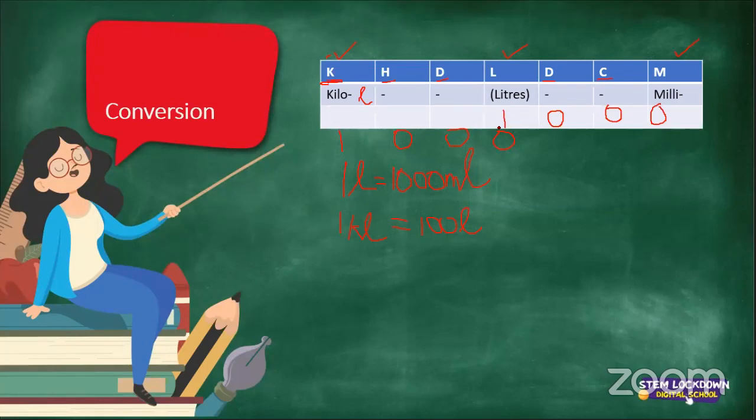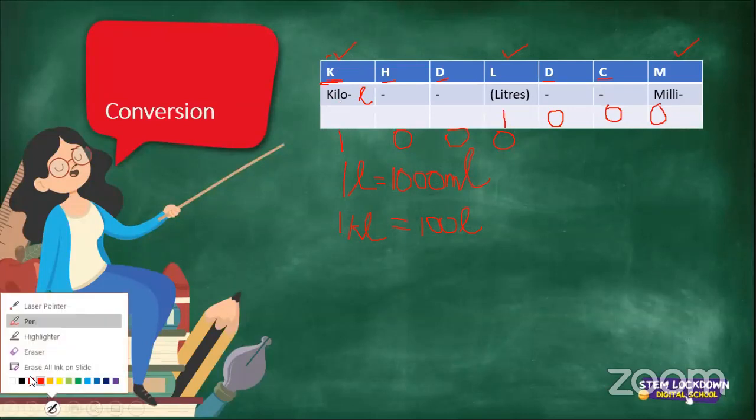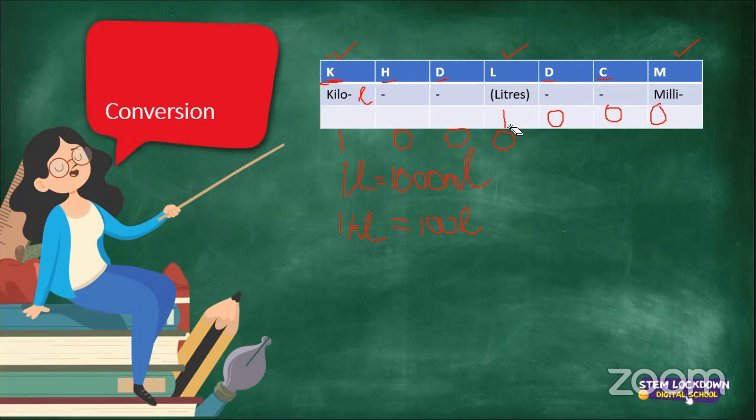Now let's say you're required to convert between kiloliters and milliliters. So what you'll do in this case, you'll write a 1. Let me just erase, if I can have space. Let me just erase this.